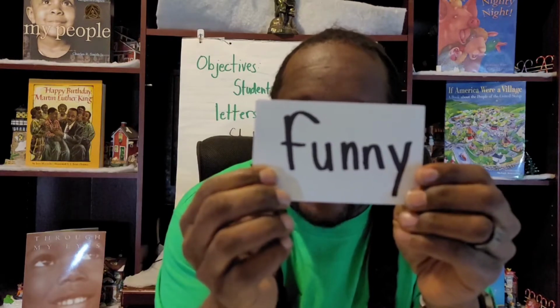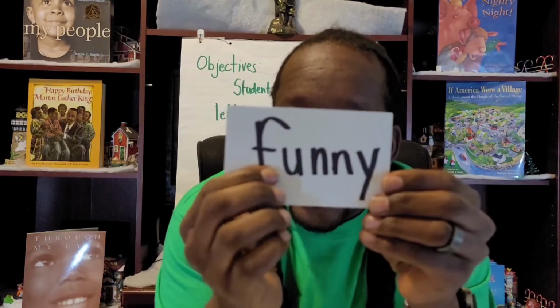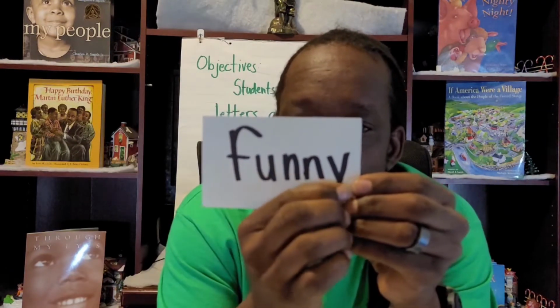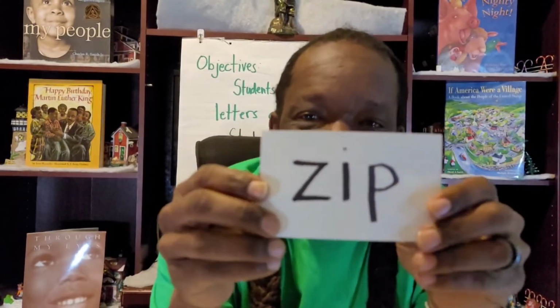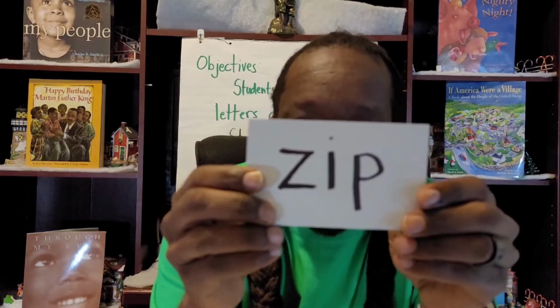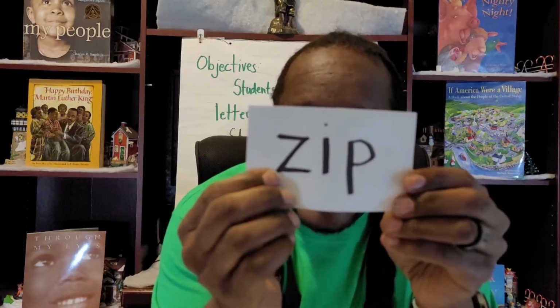And what word is this? Funny. Let's spell funny. Funny. F-U-N-N-Y. Funny. Sometimes Dr. Sanders thinks he's funny, but sometimes he's not. And what word is this? Zip. Let's spell zip. Zip.